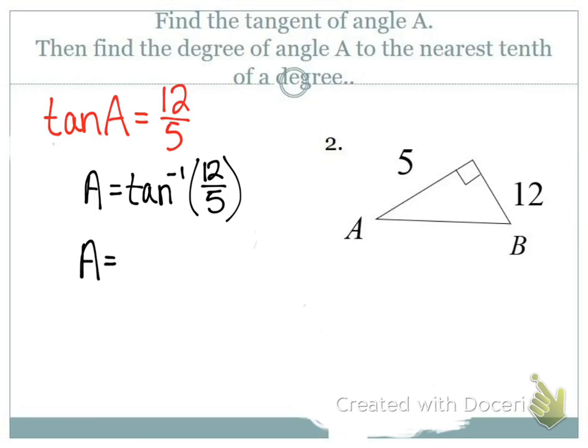Jordan? Sure. 67.3 degrees. Does anybody agree? Would it round up to 4? What comes after the 3? 8. Okay, so it would go up to 4. Are we all okay with our rounding? Are we all okay with using our calculator to find these?